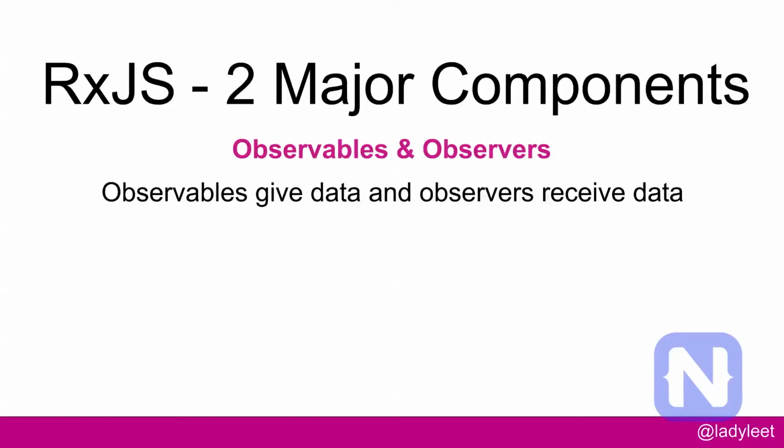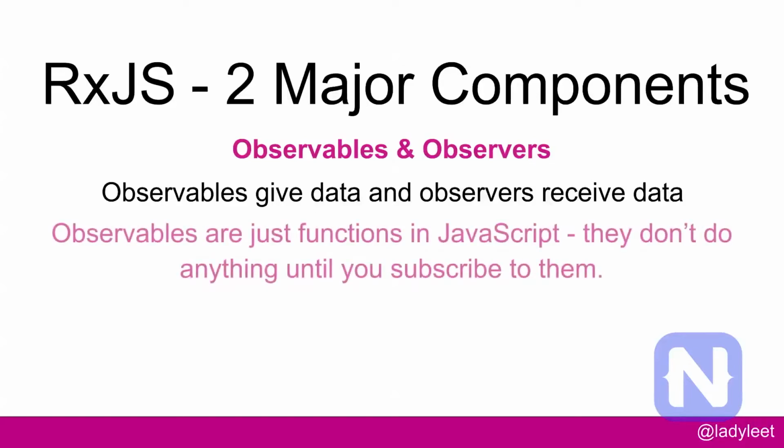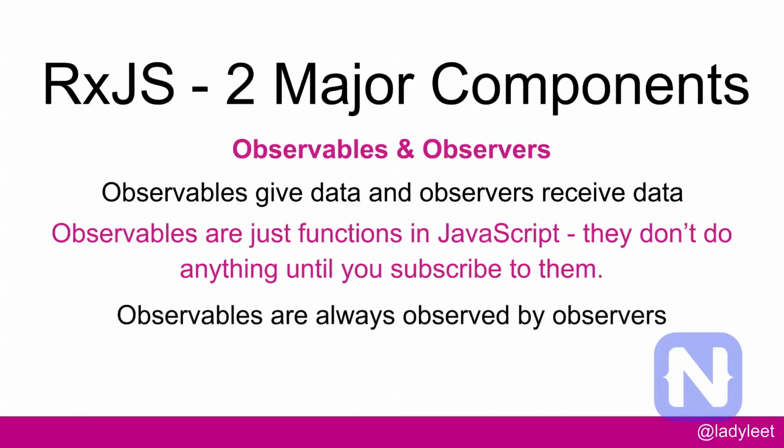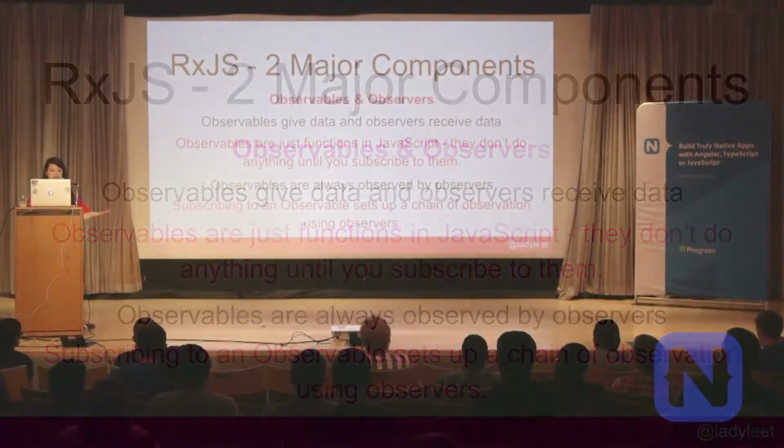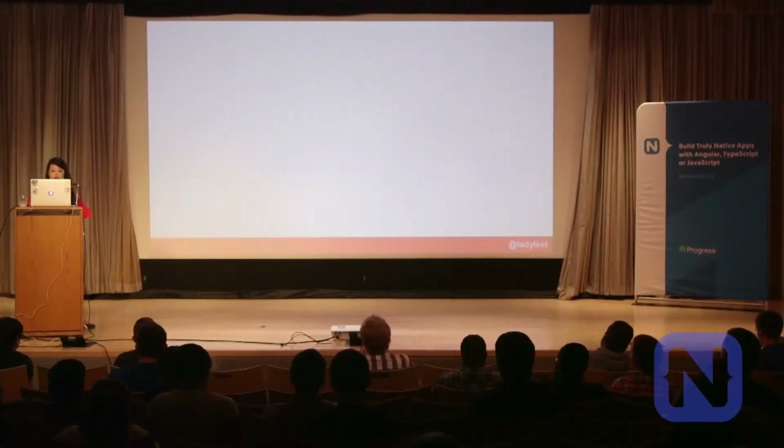Observables are actually just functions in JavaScript. Just like functions don't do anything until you call them, observables aren't going to do anything until you actually subscribe to them. Observables are always going to be observed by observers. And subscribing to an observable basically sets up a chain of observation using observers. So hopefully that sinks in a little bit and you can think about that.